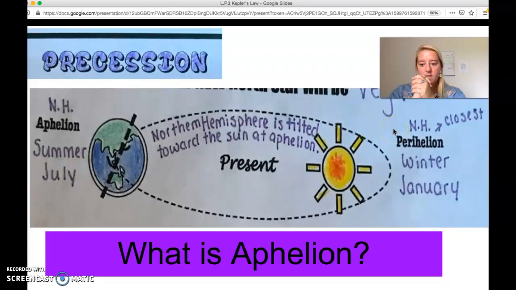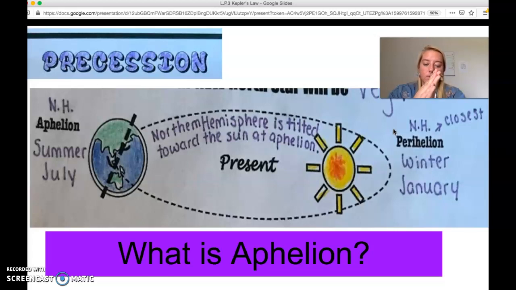All right, so precession. Right now, here's what we've got. This is what would happen. This is our present. So the northern hemisphere is tilted towards the sun at the aphelion. So remember we said our aphelion is when the Earth is furthest from the sun on its path. It is at the aphelion. It is going the slowest. Right now, when that happens, we are the furthest from the sun. So we experience summer when we're furthest from the sun.